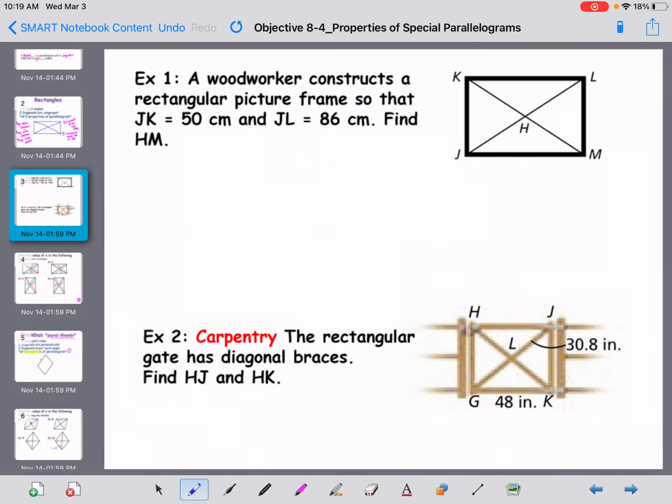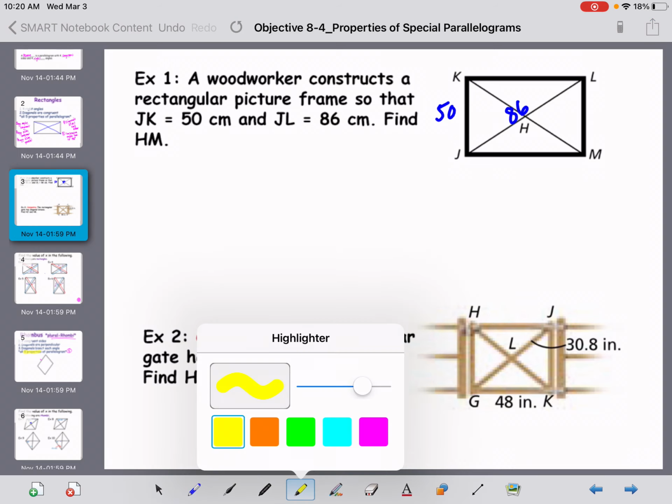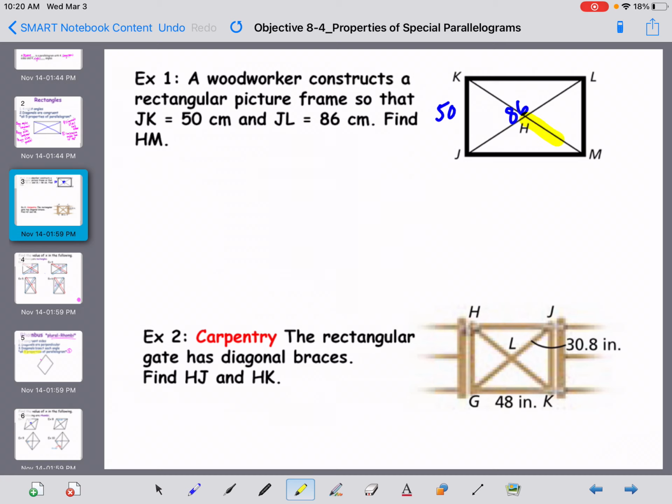So here's our first problem. Example 1 says a woodworker constructs a rectangular picture frame so that JK is 50 centimeters and JL is 86 centimeters. Find HM. So the first thing I'm going to do is to actually label the information that it gave me. So JL is 86, and I need to find HM. So HM is right here.